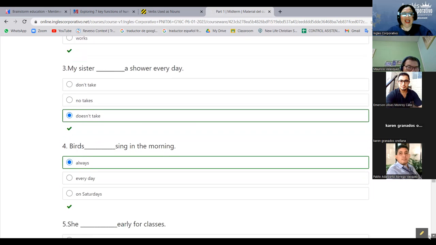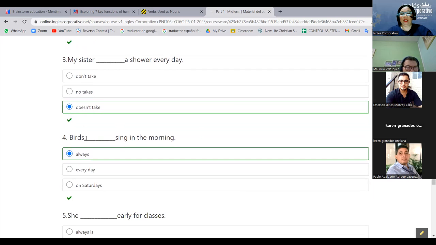Okay. Let's look at number four. It says birds, plural, so it means they, right? They always, that is the place of the frequency adverb, right? Between the subject and the verb. So birds always sing in the morning, right? We could say also every day, but every day has to go mostly at the end, right? That's a different place in the sentence, right? So we use always right between the subject and the verb, all right?